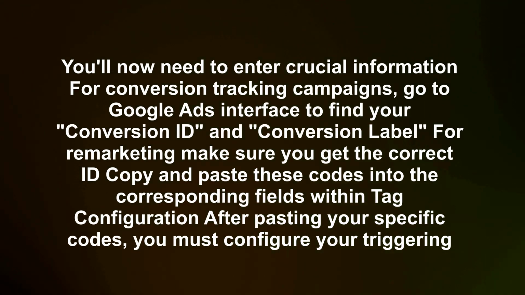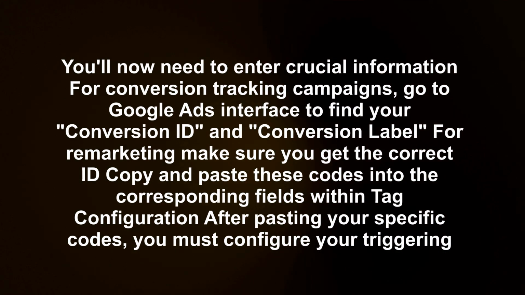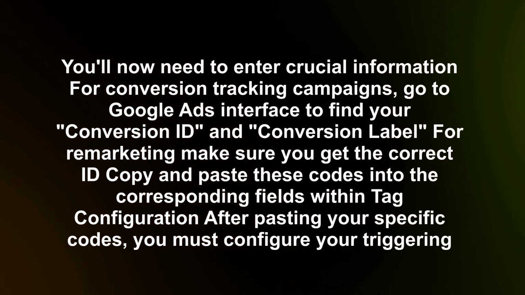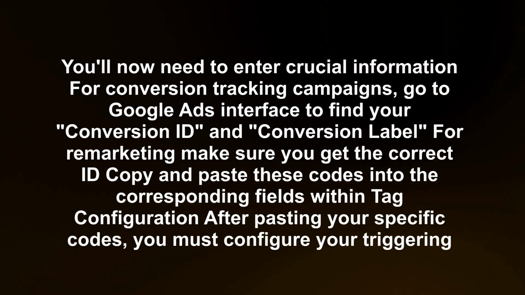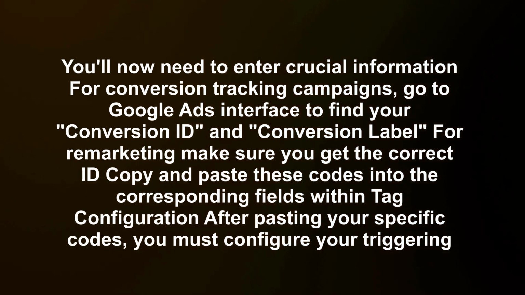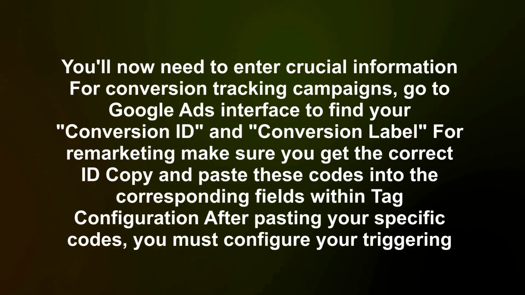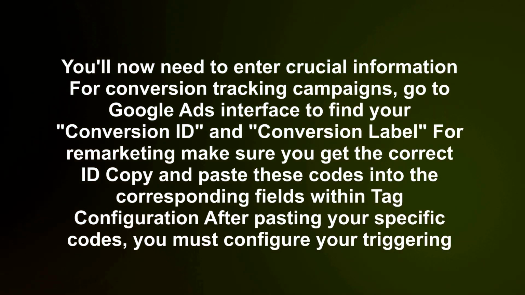You'll now need to enter crucial information for conversion tracking campaigns. Go to the Google Ads interface to find your conversion ID and conversion label. For remarketing, make sure you get the correct ID. Copy and paste these codes into the corresponding fields within the tag configuration.